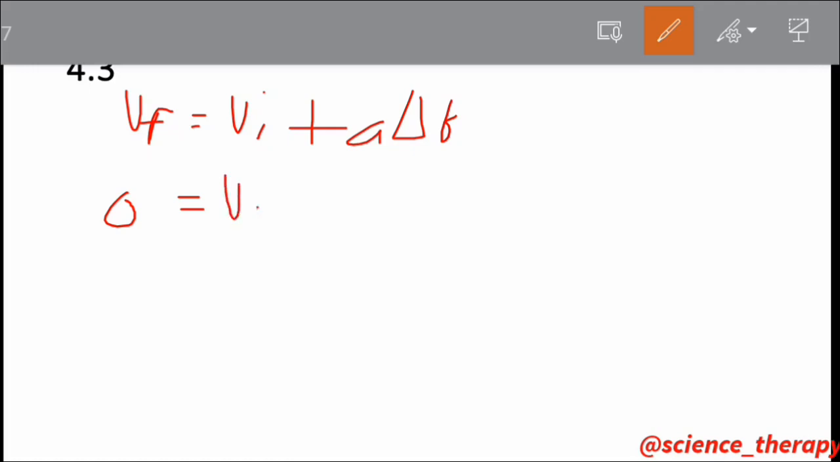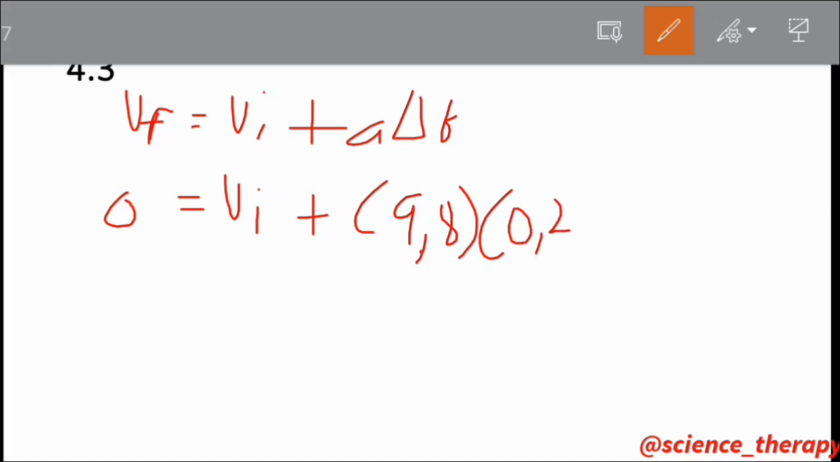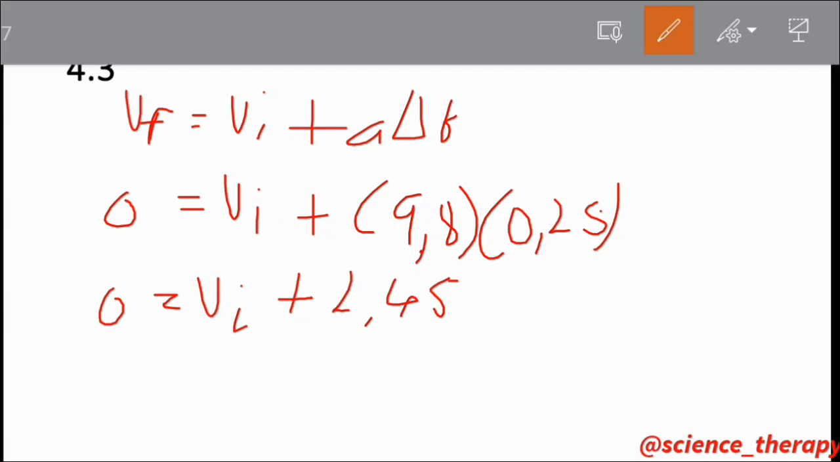Then do we have VI? We don't have it. We are looking for it. Then our acceleration is positive 9.8 and our change in time is equal to 0.25. That is the time it takes to reach the maximum height. Then we have 0 equals VI plus, multiplying those, we have 2.45. And then if we transpose it to the other side, now we have negative 2.45 meters per second.